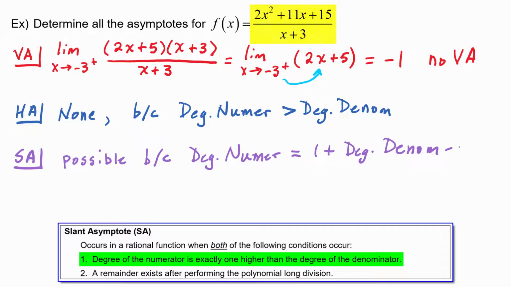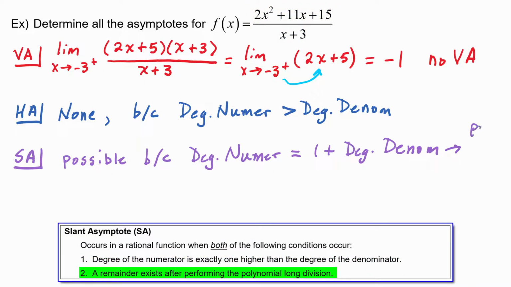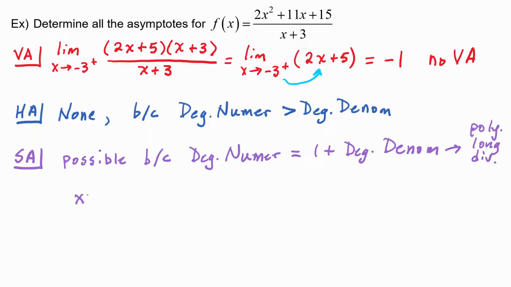Now we have to do the polynomial long division. So we've got x plus 3 being divided into 2x squared plus 11x plus 15. So we have to multiply 2x times the quantity x plus 3, and we will get 2x squared plus 6x.